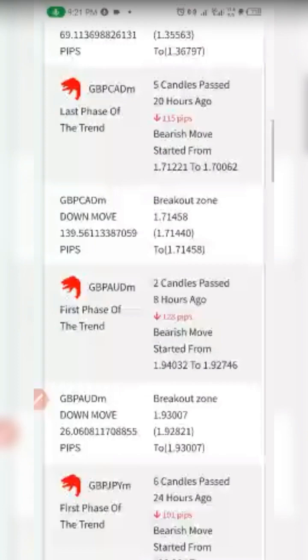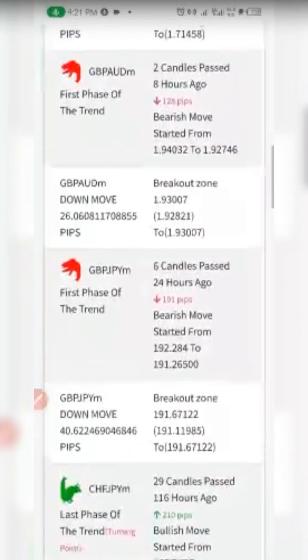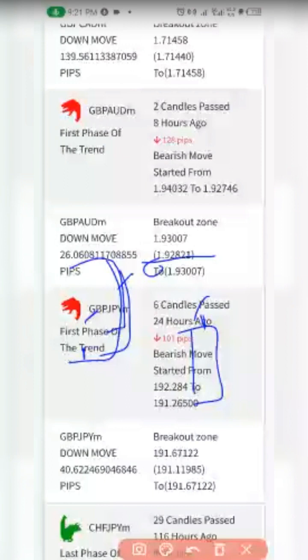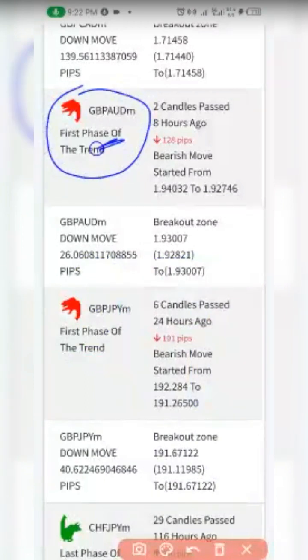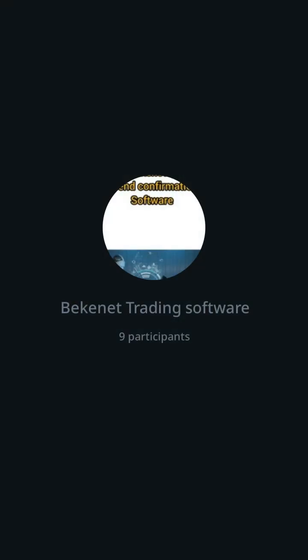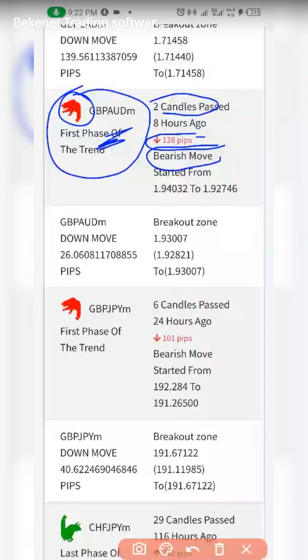Okay, let's look at this one. This is a very good example. This is telling us first phase, and this is a good time to enter this trade. First phase, bearish move. You're seeing red here, bearish move, and the number of pips it has done. These are 4 hours candles, mind you. For those 4 hours candles, which is 8 hours ago before the market closed, if I'm not mistaken, it has done 128 pips.